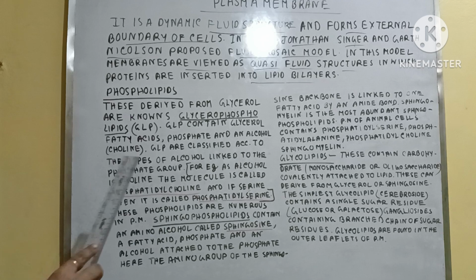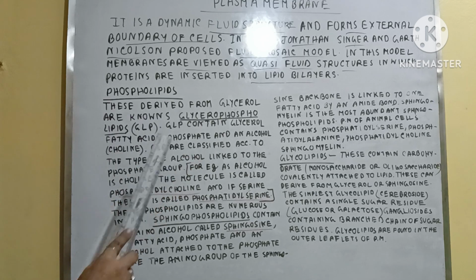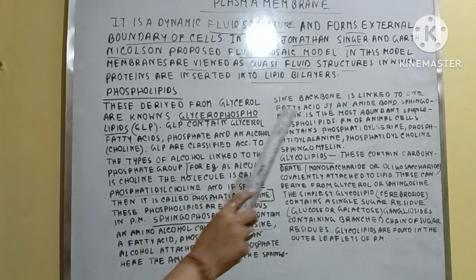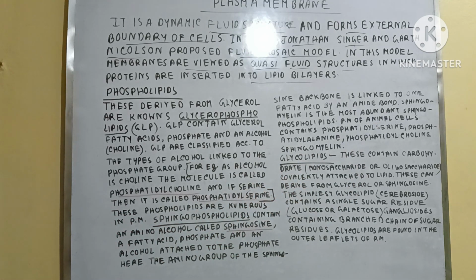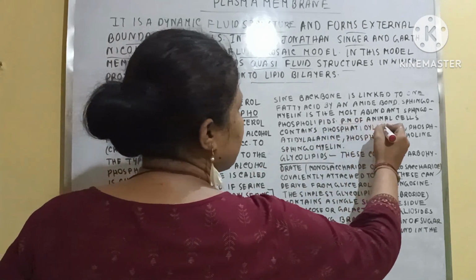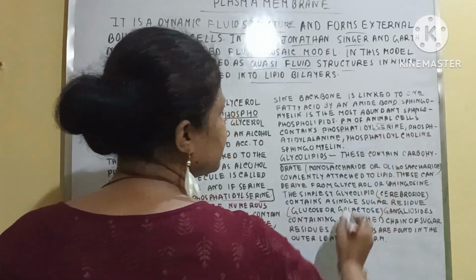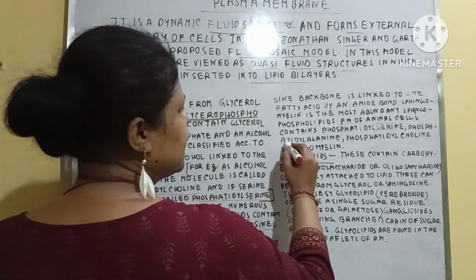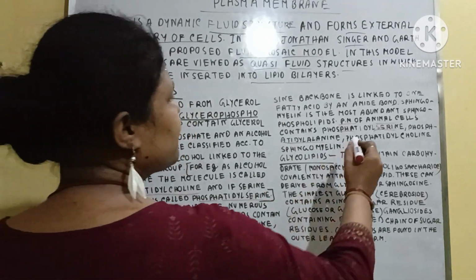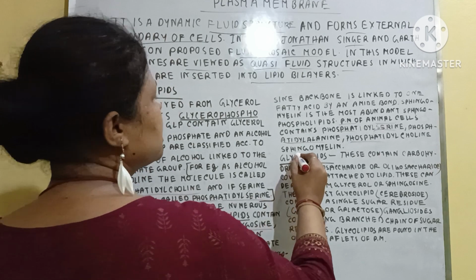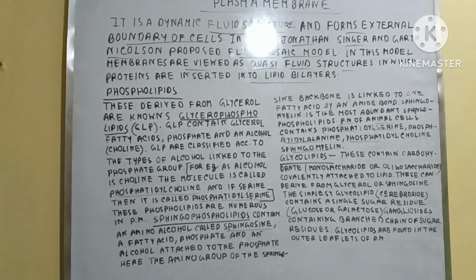So here the glycerophospholipids are numerous, and obviously the sphingophospholipids are also abundant in the plasma membrane. The plasma membrane of animal cells contains phosphatidylserine, phosphatidylethanolamine, phosphatidylcholine and sphingomyelin. That means these 4 types of lipids are generally seen in animal cells.